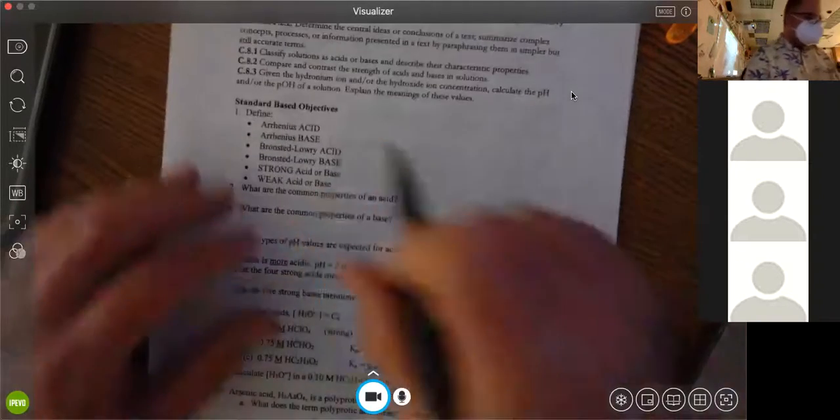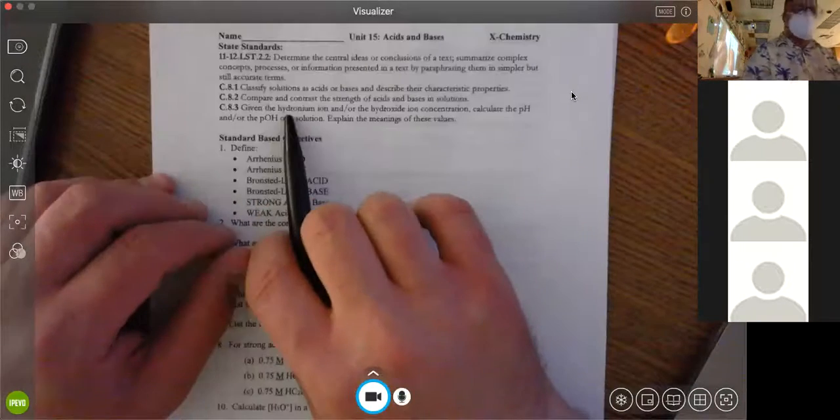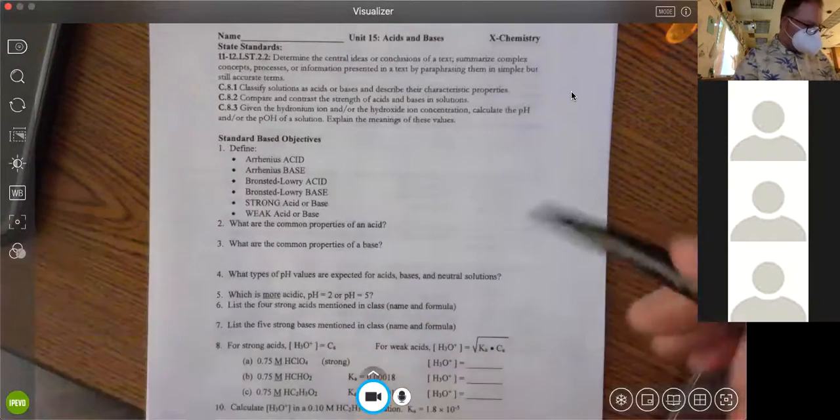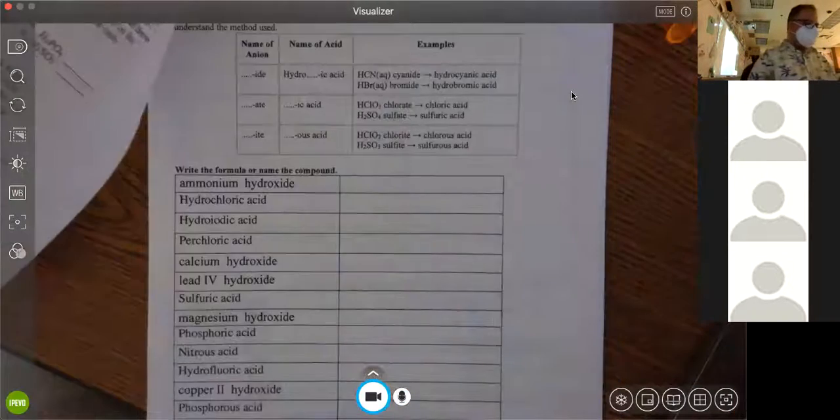All right, so here's the packet. We can see here our state standards and then our standards-based objectives below. And this is where the notes start.